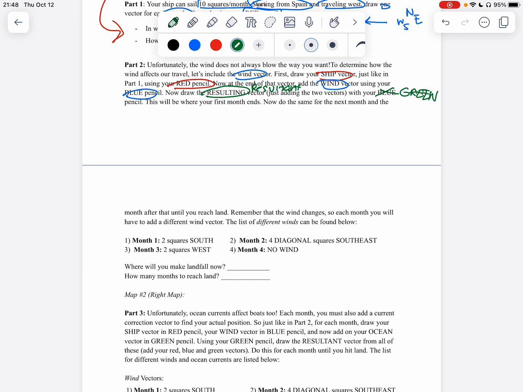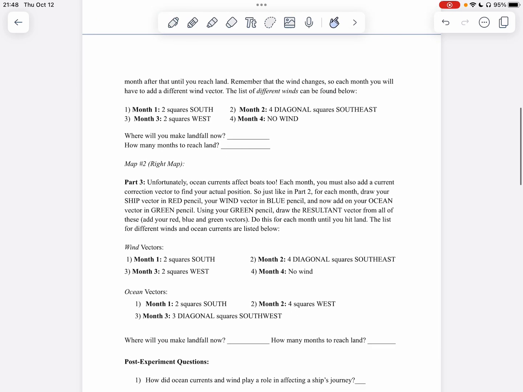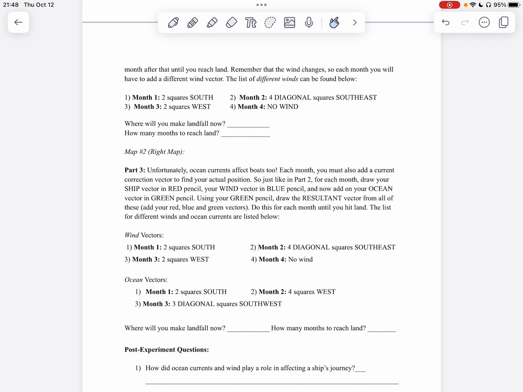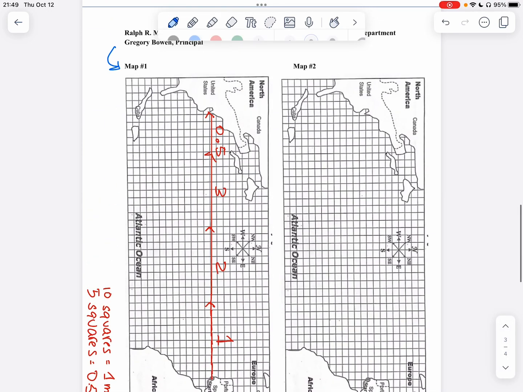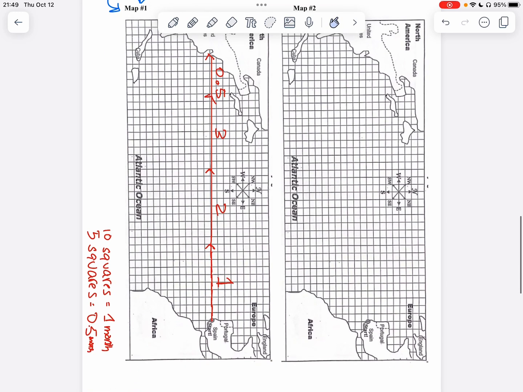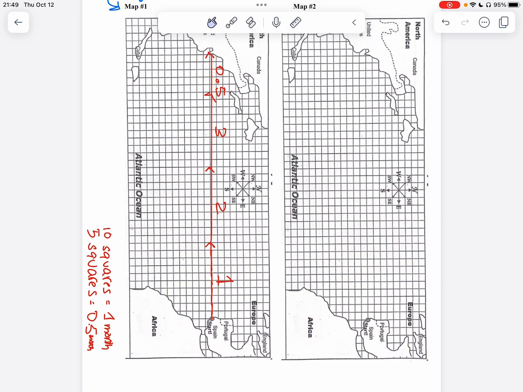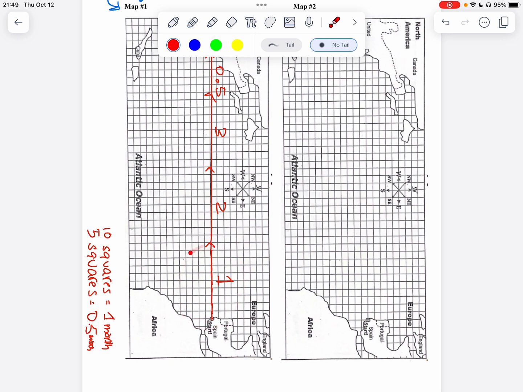Okay, this will be where your first month ends, and you're going to do this for each month. So let's look at the directions here. My first month for my wind vector is 2 squares south, but first I have to draw my ship vector. So again, we're still on this bottom map, map number 1. Good news is, if you recall, we already have the ship vector drawn in.